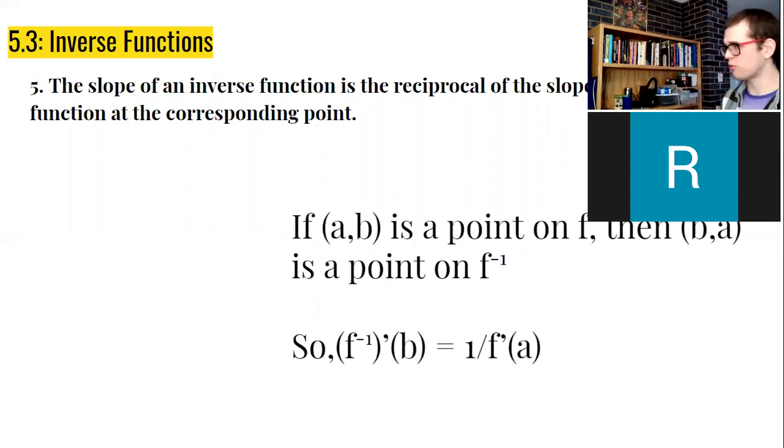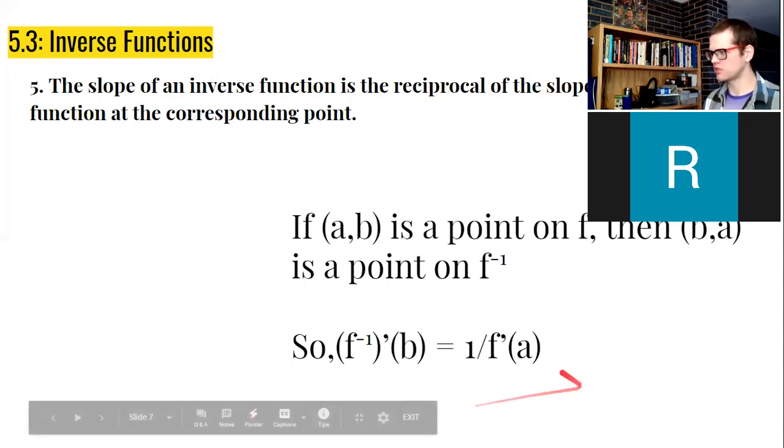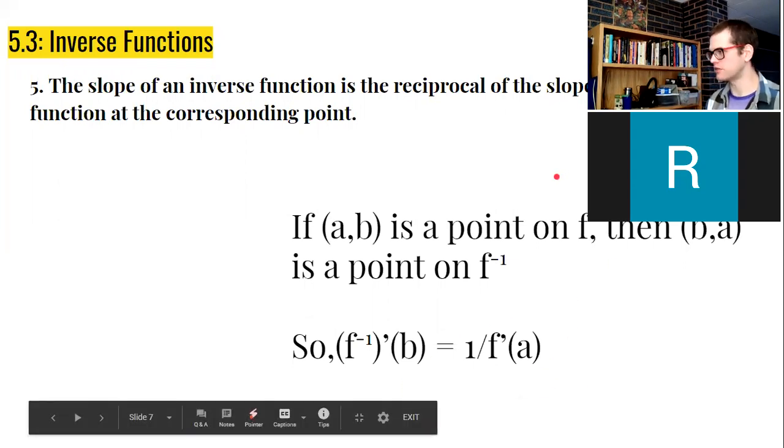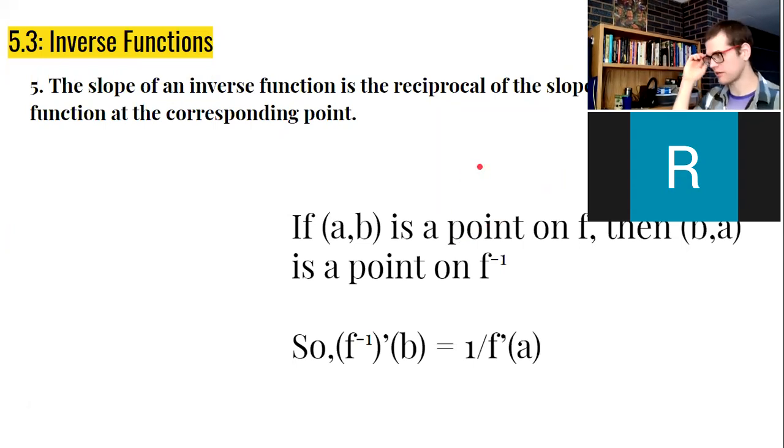So if (a, b) is a point on f, then (b, a) is a point on f inverse. So the derivative of f inverse at b is equal to 1 over f prime at a. That is what this is saying. And that's kind of the formula that we're going to try to remember and use a couple times. This shows up on the AP test a couple times, and I'll show you a sample AP question that uses something like this.